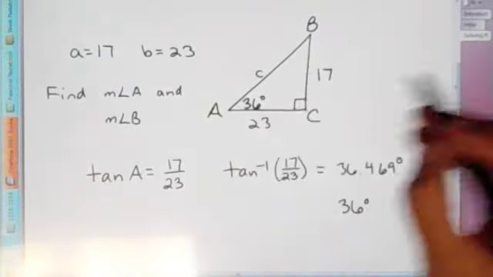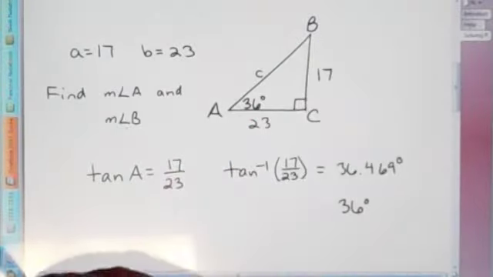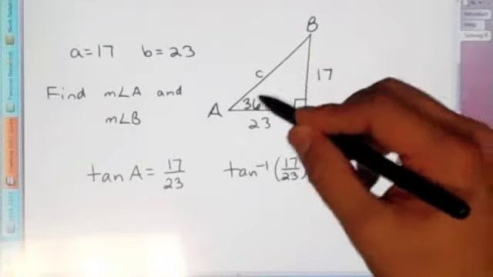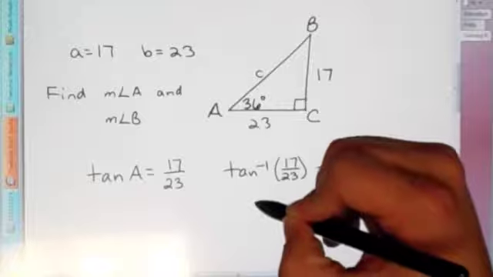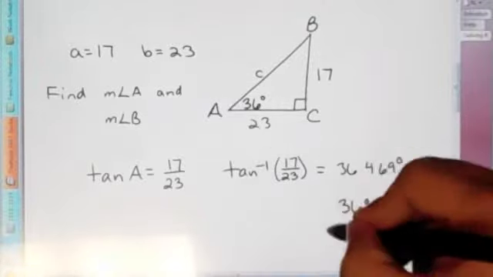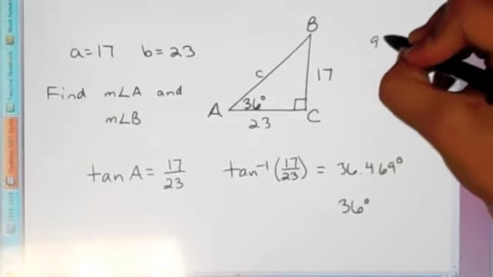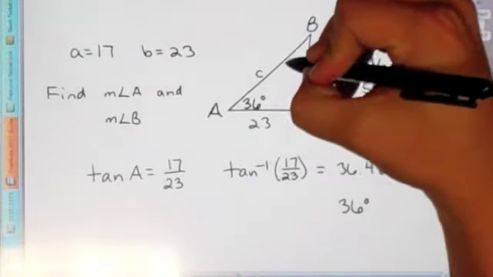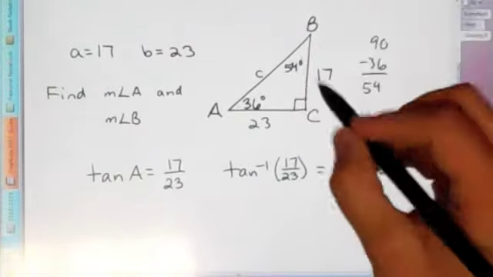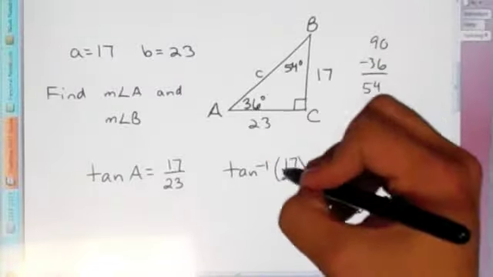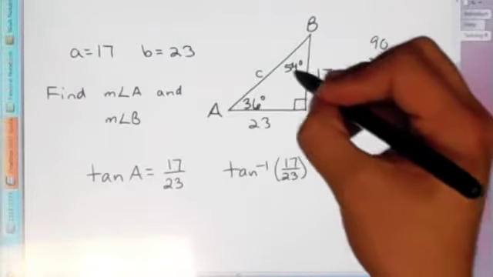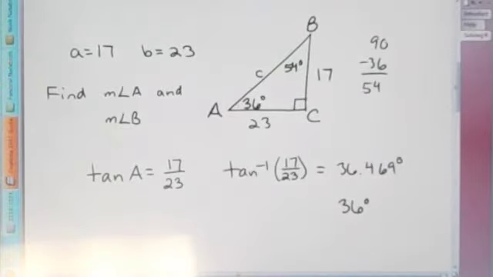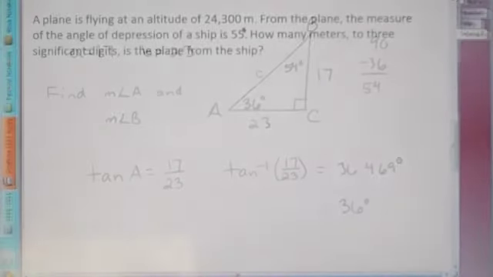36 degrees. But notice I also have to find angle B. But the thing about angle B is that these two angles in a right triangle will always add up to 90. So instead of having to do all the work again to find angle B, I just do 90 minus 36, which gives me 54. So I know this is 54 degrees. So again, do the inverse tangent and then subtract from 90 to find your other angle. That's how you solve for an angle in a right triangle.